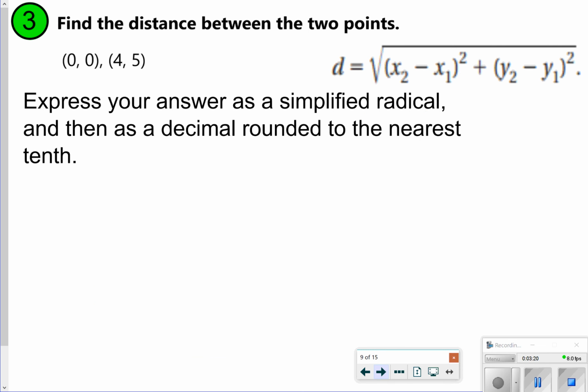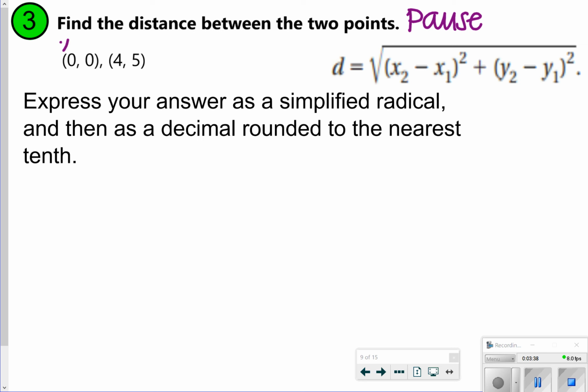So here's number 3. Again, let's go ahead and try to find the distance between 0, 0 and 4, 5. Again, what I would do is go ahead and say your first set is x1, y1, your second set is x2, y2. Let's go ahead and pause here, do the same thing we did in number 2, and then click play to check your work.